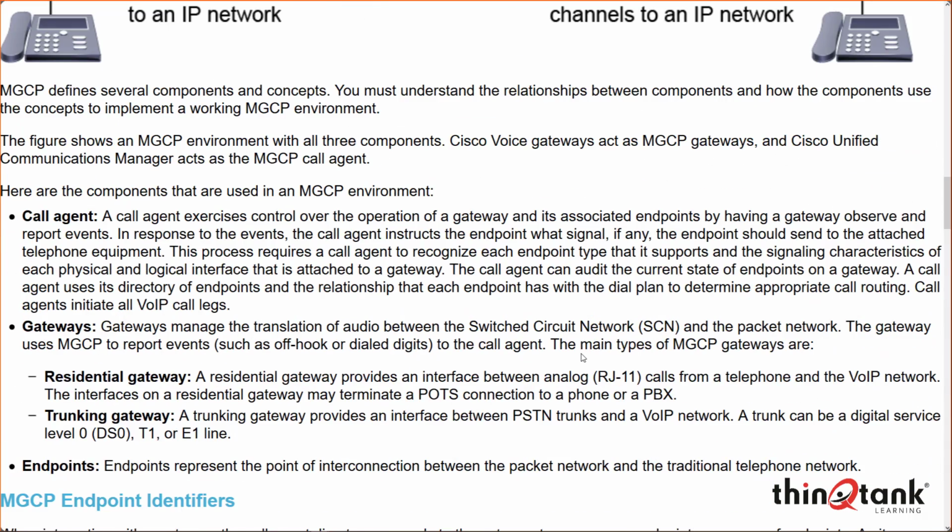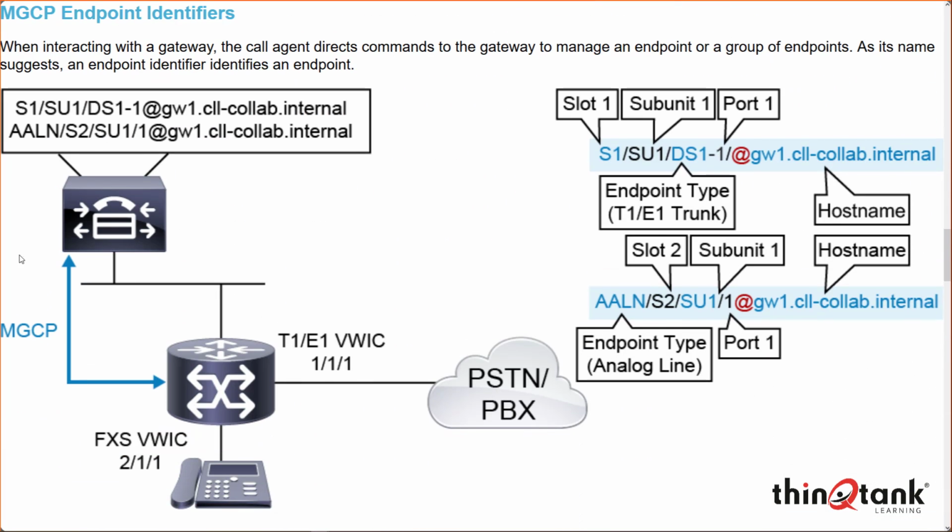So when we're interacting with these gateways, we identify the endpoints with an address. So for example, if you look at the call manager configuration here, S1, SU1, DS1. S1 is slot 1, SU is subunit number 1, and DS1 is the digital signal circuit, basically the copper circuit. And then we actually reference the gateway by its host name and domain name, which is really important because if you end up changing the host name of the gateway, you're going to break your configuration. We don't reference the gateway by its IP address, we reference the gateway by its host name.